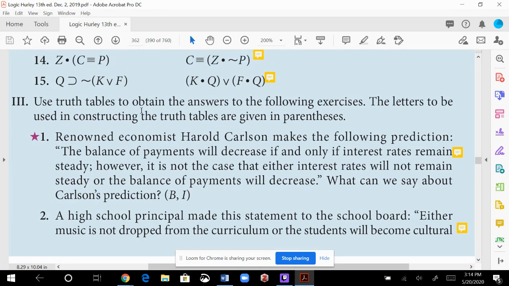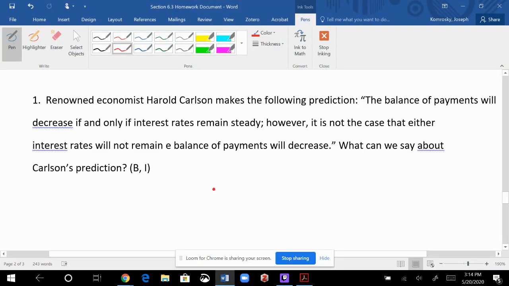He says, use truth tables to obtain the answers to the following exercises. The letters that can be used in constructing the truth tables are given in parentheses. So he makes it easy and says, look, there's only two propositions, which means you have four lines in a truth table. And the only way to translate this is to use these two letters. Awesome. That kind of simplifies it. And basically, these are statements that you're classifying, and then you're going to try to answer this question. So let me just cut to the chase and come here.